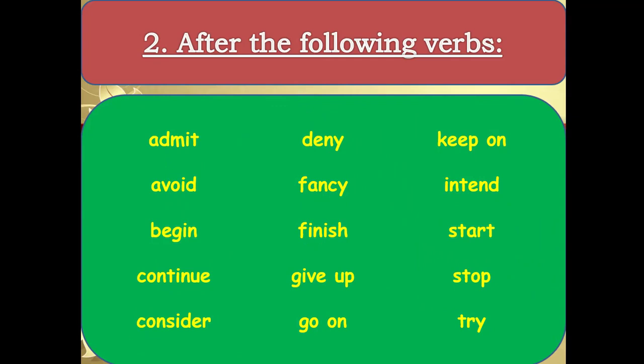What about number 2? After these following verbs, you can add ing to the verb. For example, admit, avoid, begin, continue, consider, deny, fancy, finish, give up, go on, keep on, intend, start, stop, and try. Try writing, stop talking, start reading, intend traveling. So the verb after these verbs, we must add ing to it. Okay, clear.